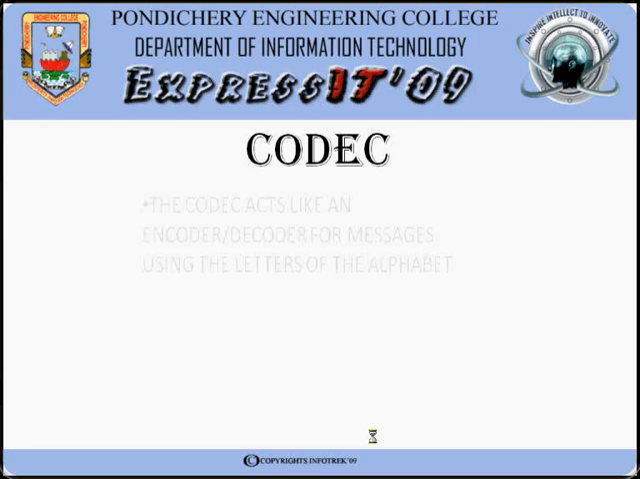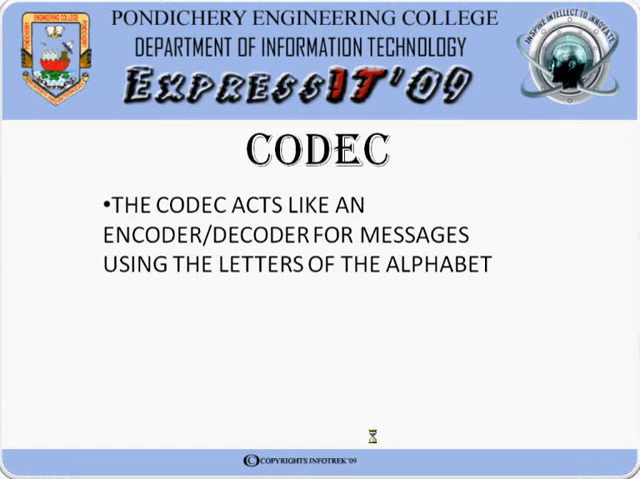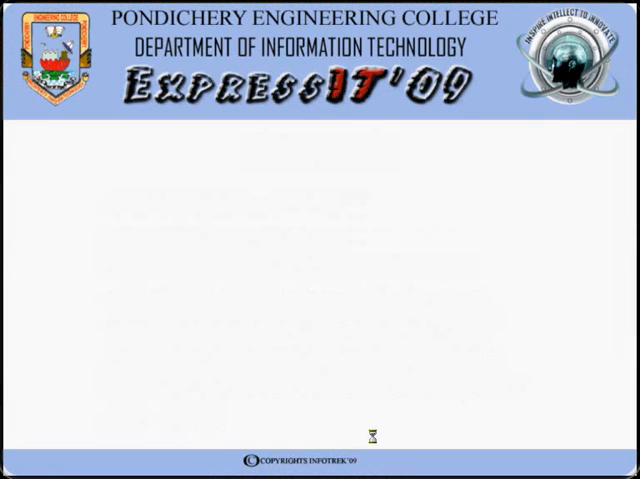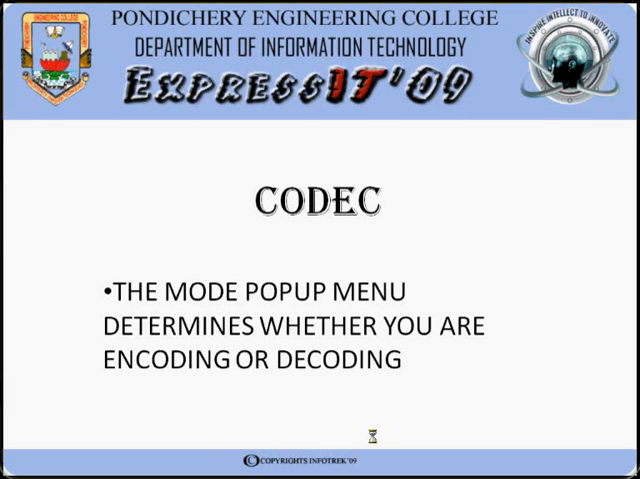Codec. The codec acts like an encoder or decoder for messages using the letters of the alphabet. The code pop-up menu determines the degree of transposition. A B code transposes all letters by 1. Like so, alphabet A, L, P, H, A, B, E, T becomes B, M, Q, I, B, C, F, U and so on. The mode pop-up menu determines whether you are encoding or decoding.